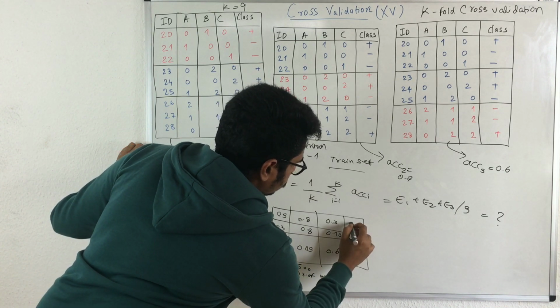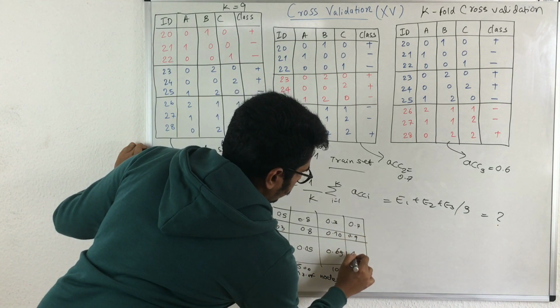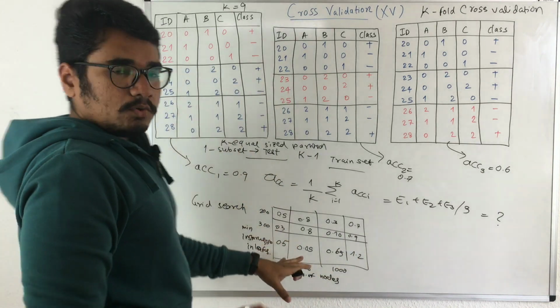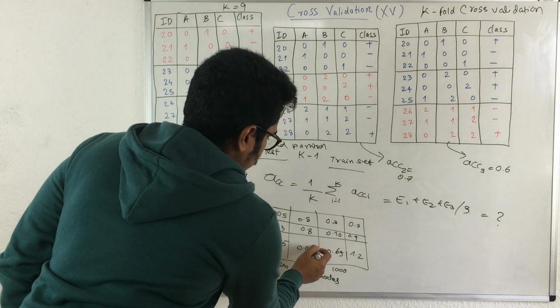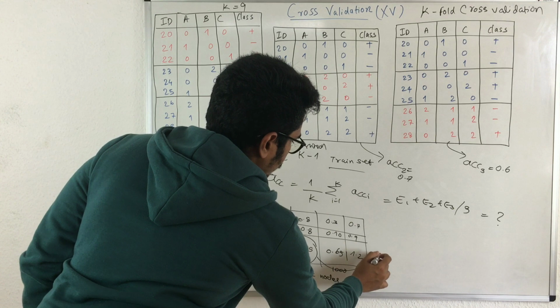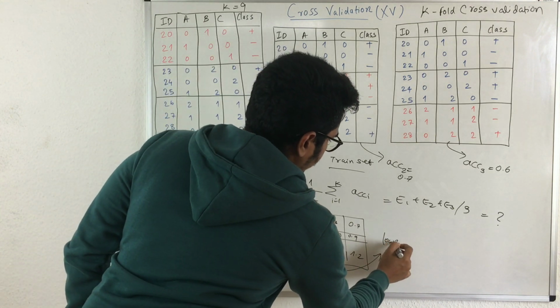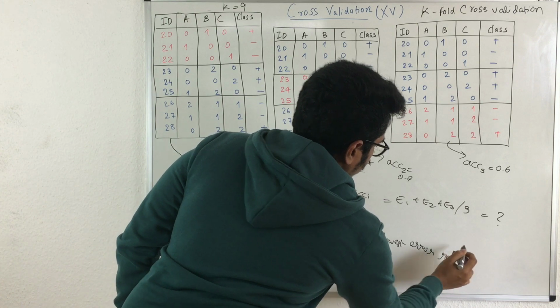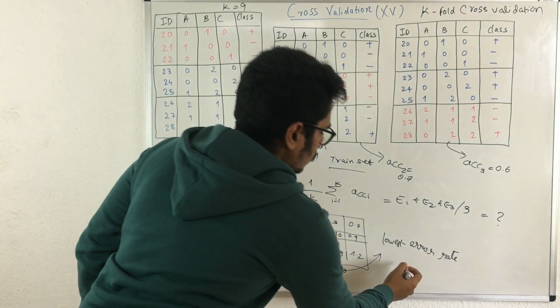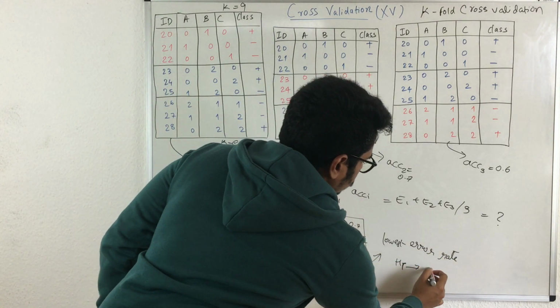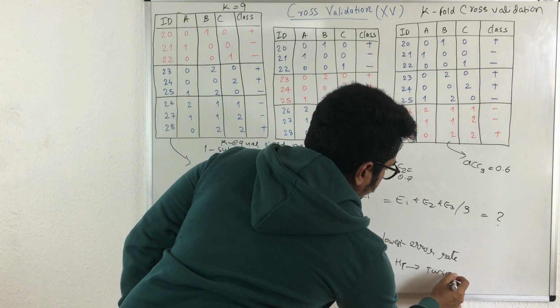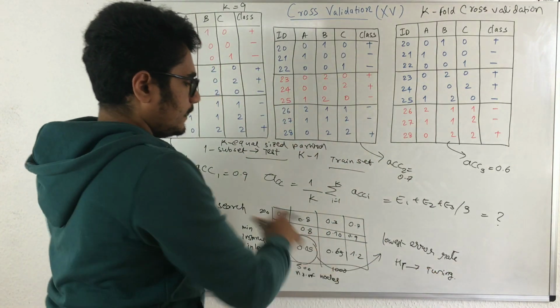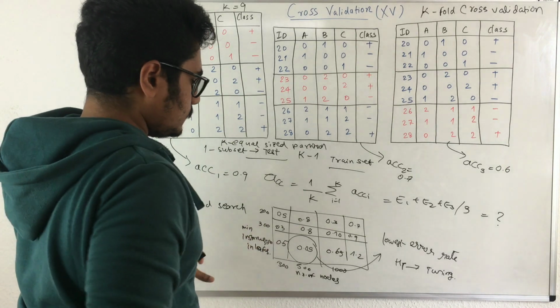Let these be 0.65, 0.7, 0.9 and 1.2, and out of these it just calculates the minimum, that is the lowest error rate, and it considers that particular hyperparameter and goes for tuning. So this is how the technique of cross validation basically works.